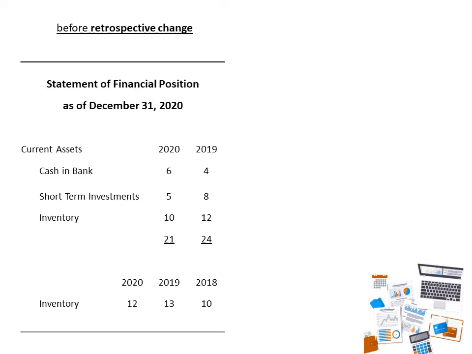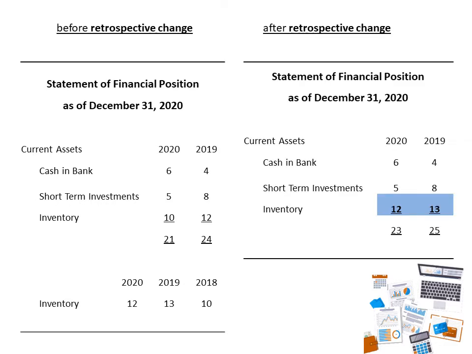Okay, so let's see the example. Before the retrospective change, for example, we have a statement of financial position. We focus only on the inventory. So we have cash of 6 and 4, and then short-term investment, suppose it is 1,000. And then the inventory. Before it's 12, 13, and 10. But after our retrospective change, we see that the inventory is no longer 10 and 12. Instead, it's now 12 and 13 because of the change in our measurement of inventory. It could be FIFO, LIFO, or weighted average, because this affects our ending and our beginning inventory for our financial statements.